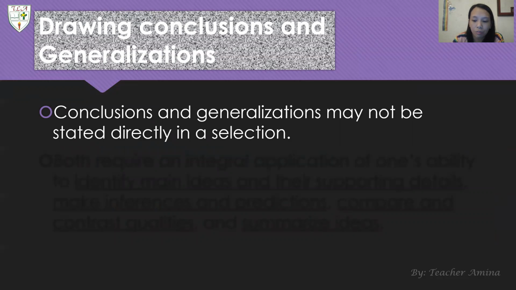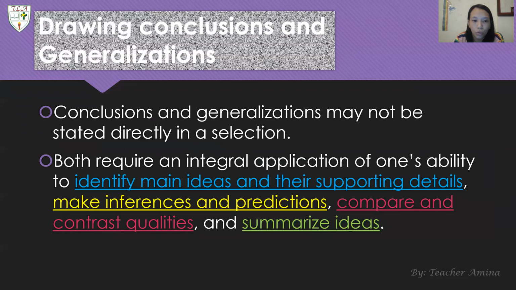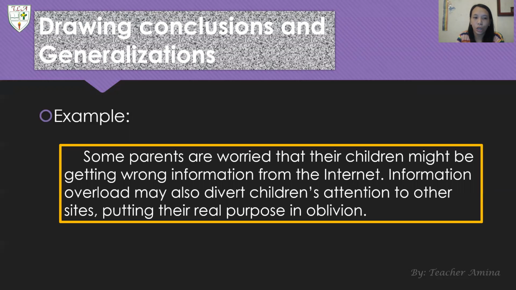Okay, so conclusions and generalizations may not be stated directly in a selection. Both require an integral application of one's ability to identify main ideas and their supporting details, make inferences and predictions, compare and contrast qualities, and summarize ideas. Example: some parents are worried that the children might be getting wrong information from the internet. Information overload may also divert children's attention to other sites, putting their real purpose in oblivion.